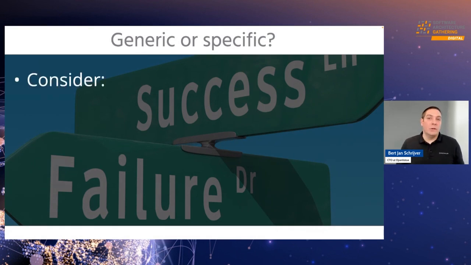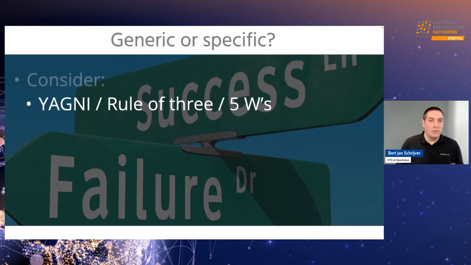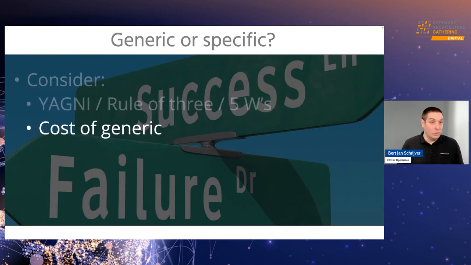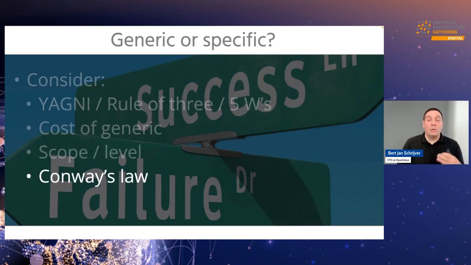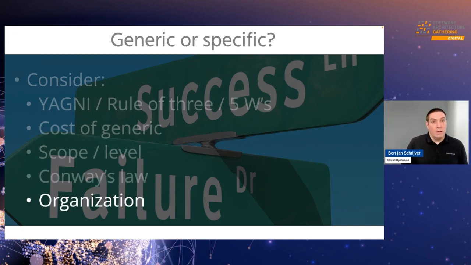Well, you can consider a couple of things. You ain't going to need it, the rule of 3, the 5 Ws. You can think about the cost of going generic. Is it cheaper or not? Also in terms of maintenance, etc. You could think about the scope and level of solving stuff, specific or generic. Think about Conway's law and don't force generic solutions on an organization that doesn't want to work generic. And think about the impact on the organization.